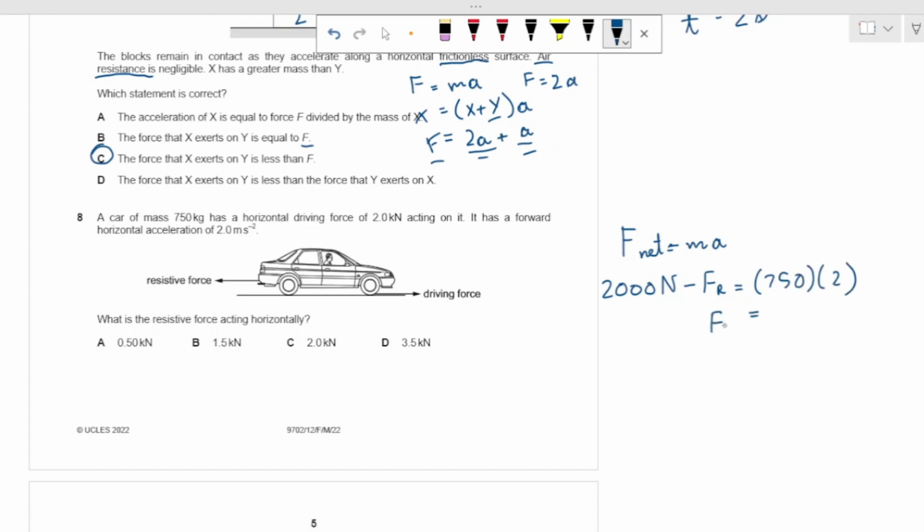When we rearrange and solve for Fr, let's do it in a calculator. 2000 minus Fr equals 750 times 2. We get our answer as 500 newtons. But be careful, this is not your final answer, because you need to also divide it by 1000 and you will get your answer as 0.5 kilonewtons. So we can see the correct answer is option A.